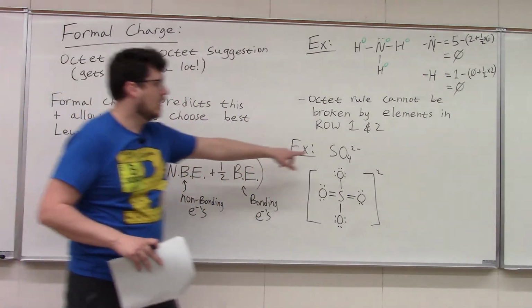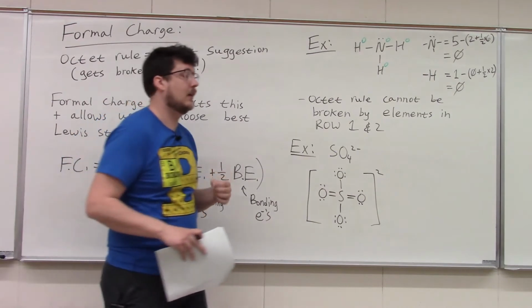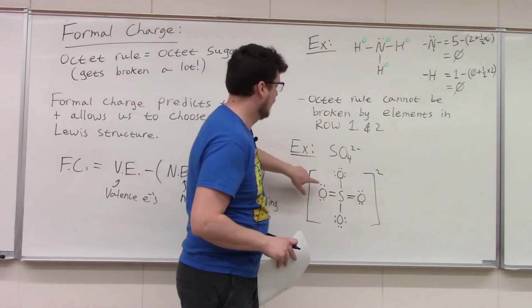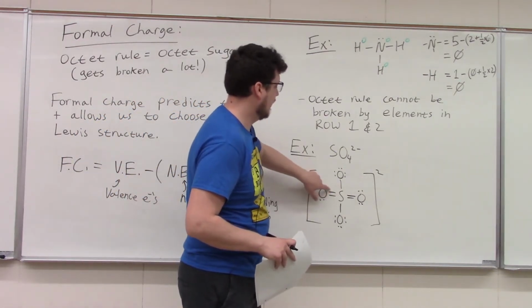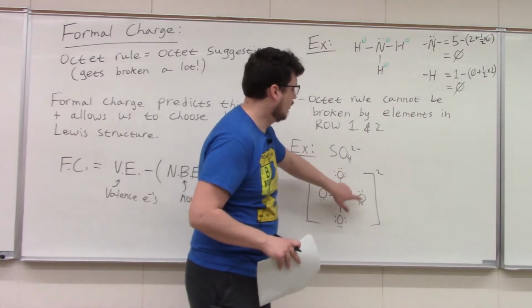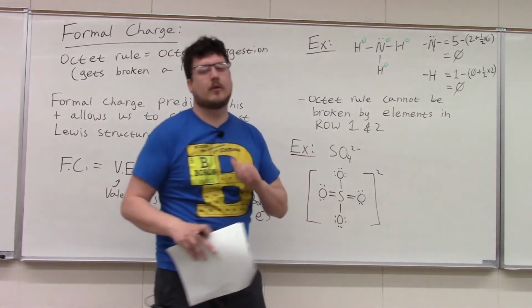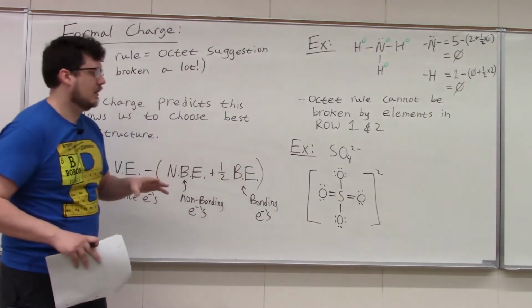We should have 32 valence electrons, so we have 2 extra to give that -2 charge. And so I have 2, 4, 6, 8, 10, 12, 14, 16, 18, 22, 24, 26, 28, 30, 32. Okay, we're looking good. We've got the right number.